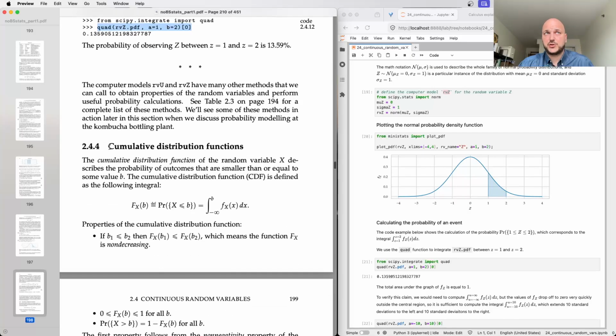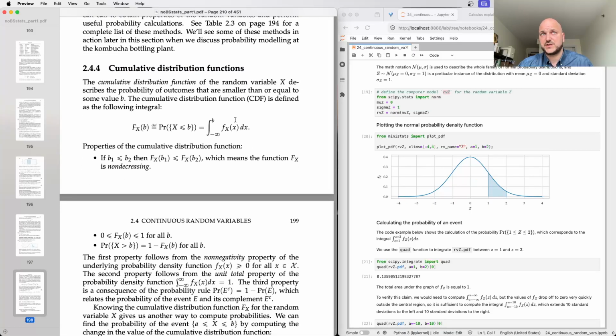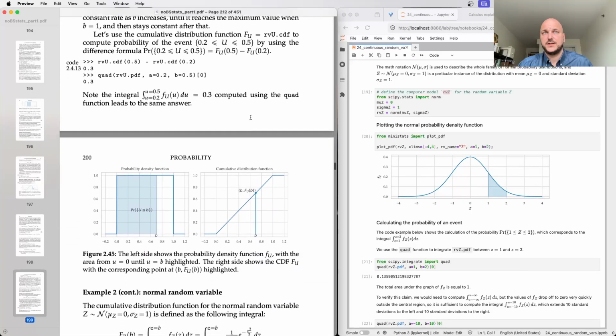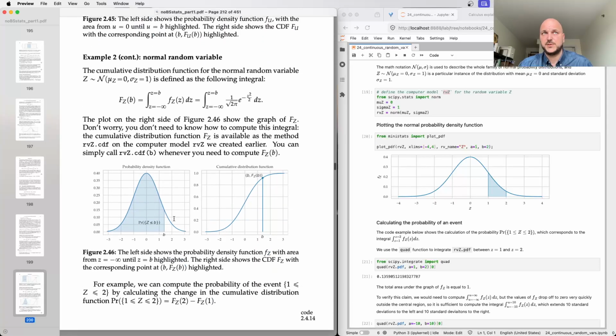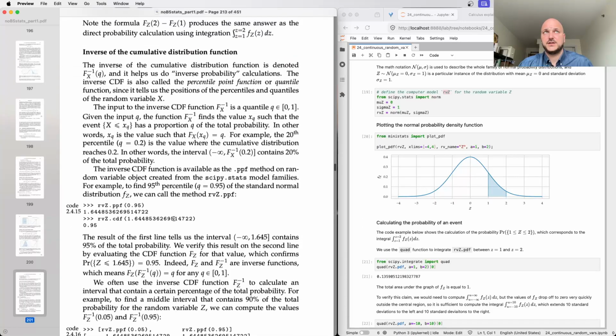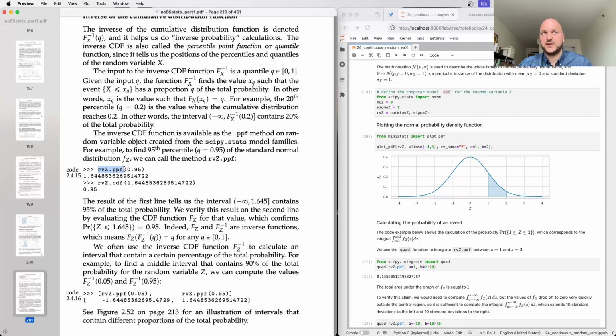Okay, you already know about cumulative distribution functions. Continuous variables, it's the same concept. It's the total probability up to and including b. So it's an integral where the upper limit is changing. Here's the picture. Integrate over this region. The value of the area is represented here by the height of this line. Similarly for the normal distribution. The inverse of the cumulative distribution, remember, if you need to compute the quantiles, you call the PPF method.